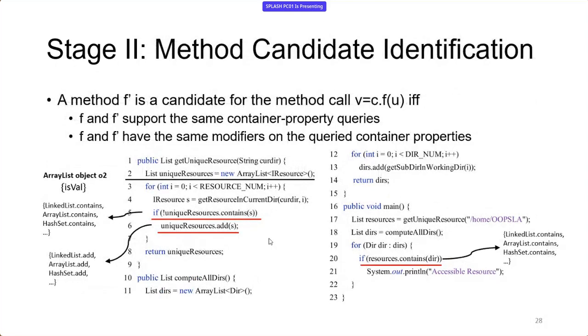In the second stage, we utilize the result of the first stage. We leverage the semantic specification to find the methods that can support the queried container properties and also modify them in the same way as the original one. In this example, we get such methods as candidates for these three container method calls. So after the second stage, we have such sets for each container method call in the whole program.